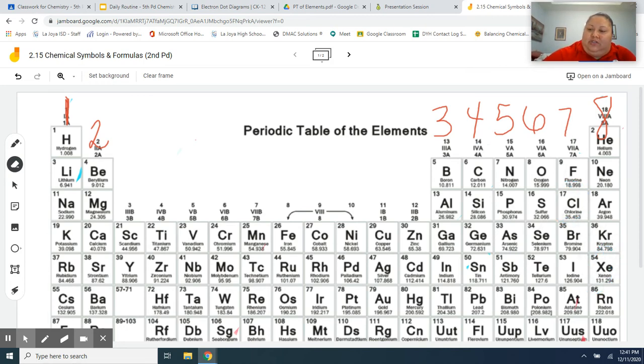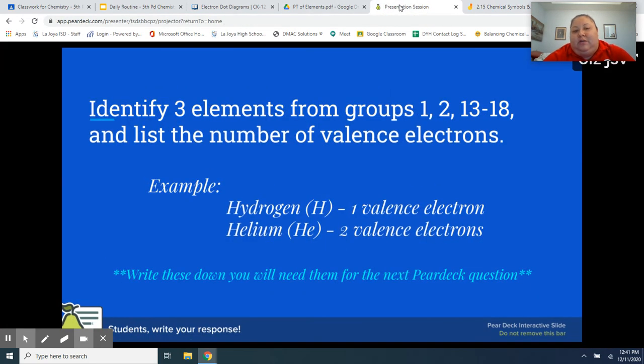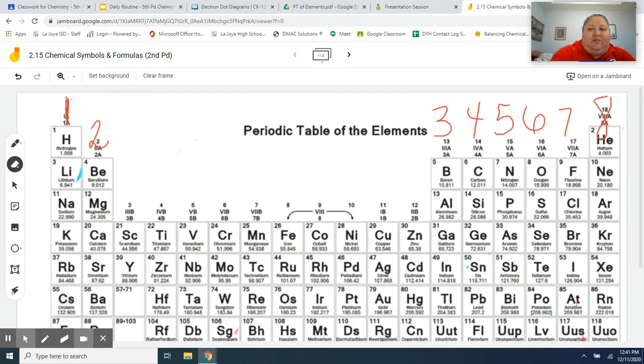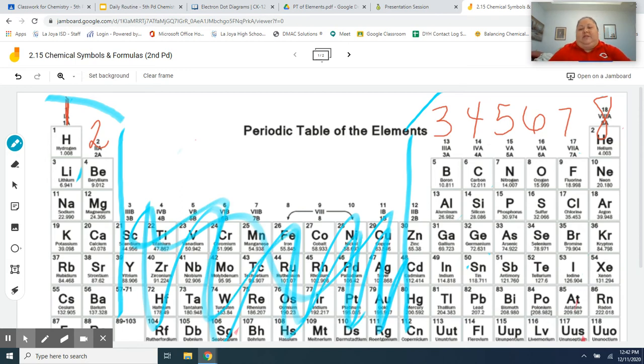Now I want you to check this out. I'm going to ask you a question. Pick 3 elements and tell me how many valence electrons. You're only talking about the groups that we identified. Pick 3 elements from all the ones that we picked from here: from group 1 and group 2, and then group 13 all the way to 18. Don't include these. I'm not talking about these. Everybody else, okay?